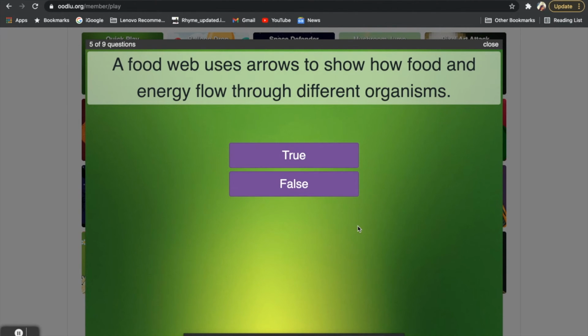We've seen a couple of different food webs that have arrows. Share your thinking. Is it true or false? If you said true, that is correct. When we look at a food web, we notice that it has different arrows pointing from different organisms to show what animal eats who to get energy.